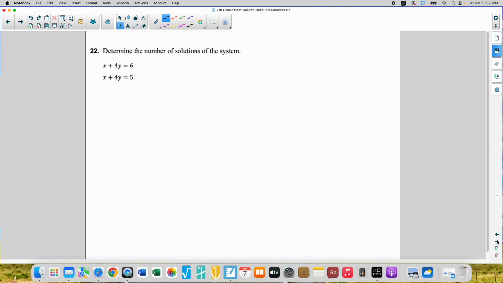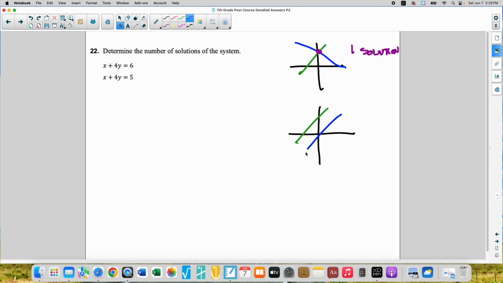Determine the number of solutions in the system. So when you have 2 lines on a graph, they can intersect and have 1 point of intersection. That's one solution. You can have another situation where the lines are parallel to each other and they will not intersect. So you have no solutions, no intersecting points.